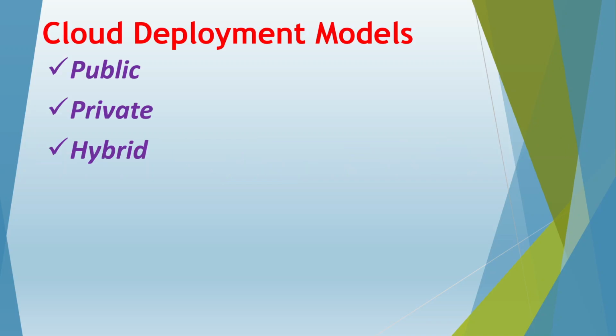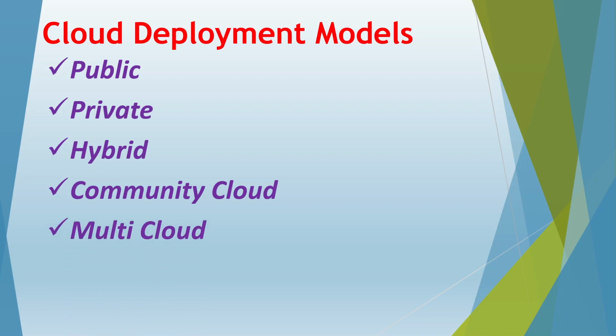Mainly, there are three cloud deployment models: public cloud, private cloud, and hybrid cloud. Apart from these three, there are two other deployment models: community cloud and multi-cloud. I'm going to cover public, private, and hybrid clouds in today's video. In the next video, I will talk about community cloud and multi-cloud. So let's start with the public cloud.